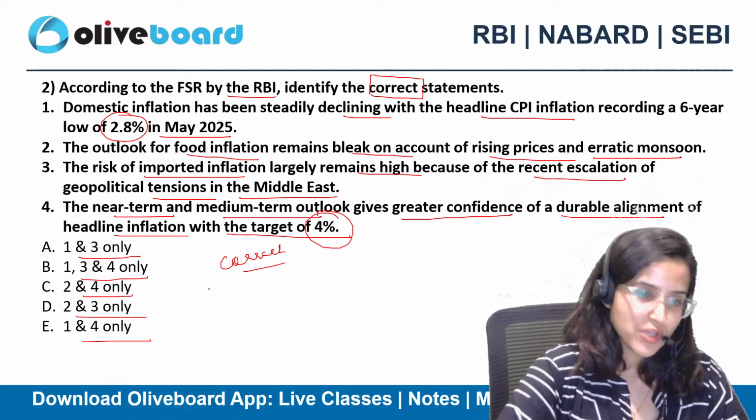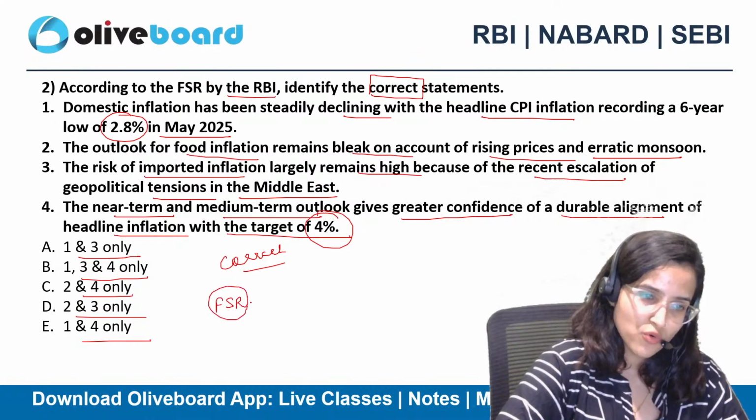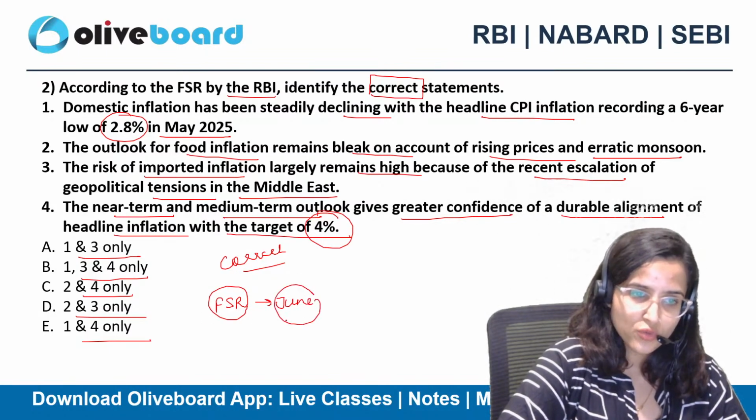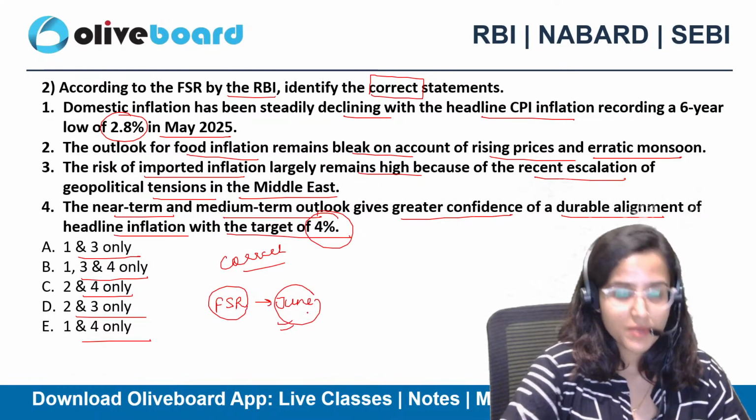Yes, Parmeshwara, that is what I said, but this is the Financial Stability Report of June. So we have to go according to June. Okay? Okay, Parmeshwara?